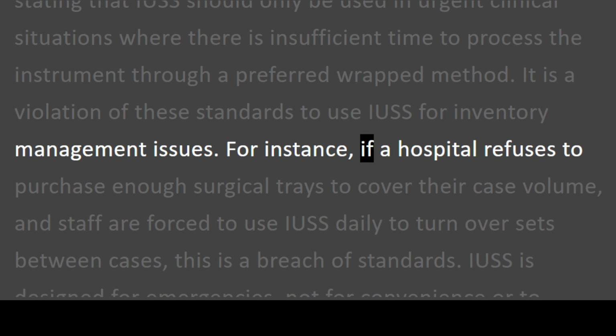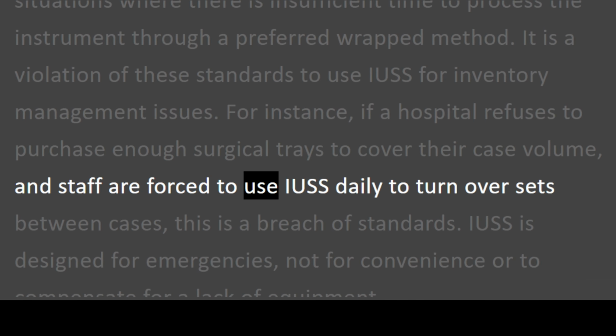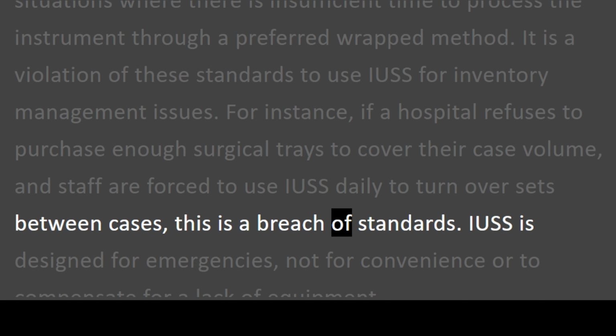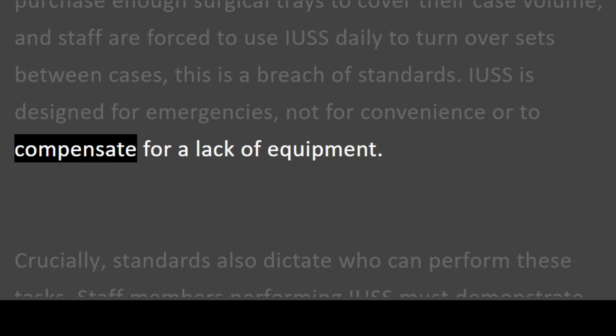For instance, if a hospital refuses to purchase enough surgical trays to cover their case volume, and staff are forced to use IUSS daily to turn over sets between cases, this is a breach of standards. IUSS is designed for emergencies, not for convenience or to compensate for a lack of equipment.